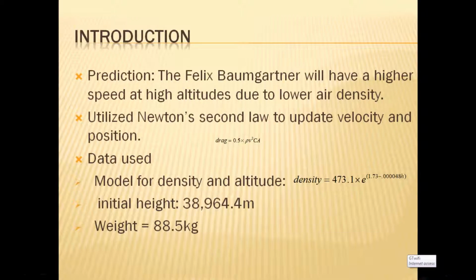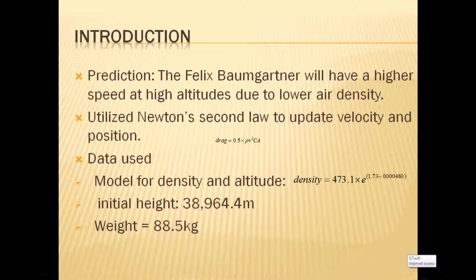In this lab, I tested the prediction that Felix Baumgartner will have a higher speed at high altitudes due to lower air density. I utilized Newton's second law in VPython to update the velocity and position, as well as the density and altitude, in order to prove this.